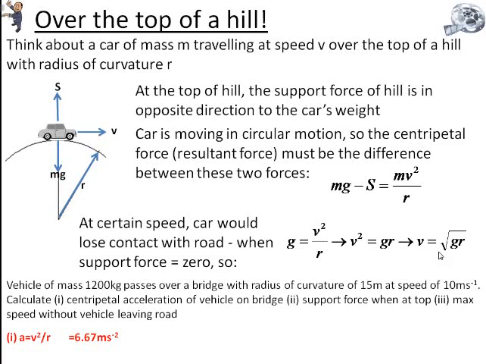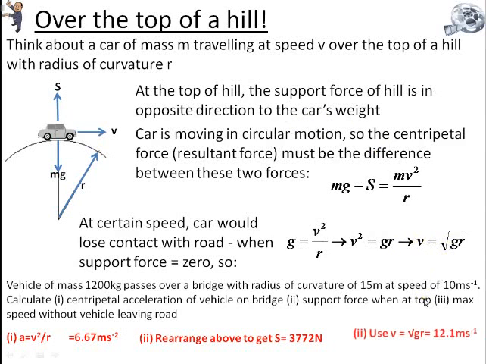Question 2, what's the support force at the top? Well, if we rearrange this equation to give S equals mg minus mv squared over r, and put in my values of m, g, v and r, I end up with a support force of approximately 3,772 newtons. And finally, the maximum speed without the vehicle leaving the road, well, we can use our quite clever little equation of v equals root gr to give us the square root of 9.81 times the radius of 15, which gives us an answer of about 12.1 meters per second.